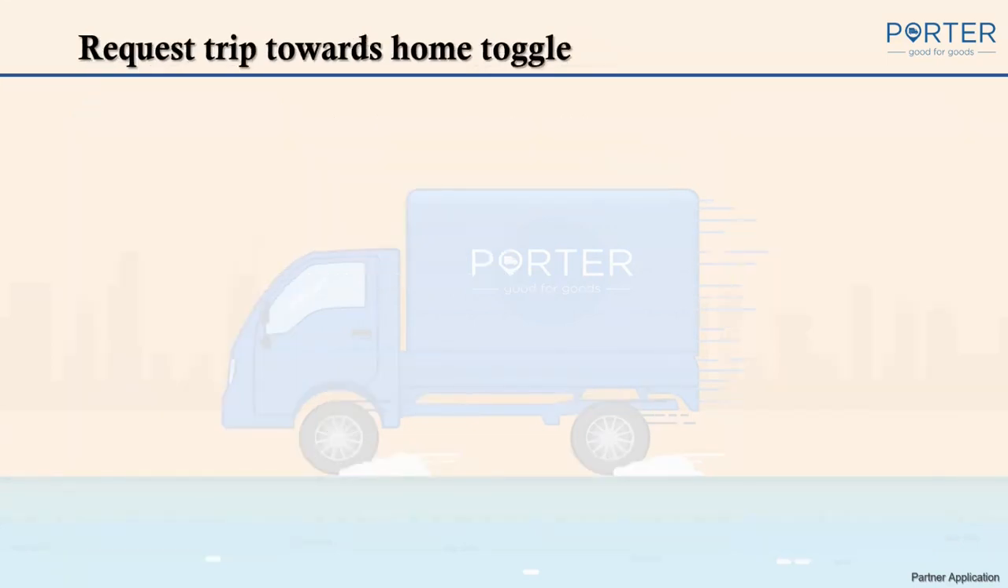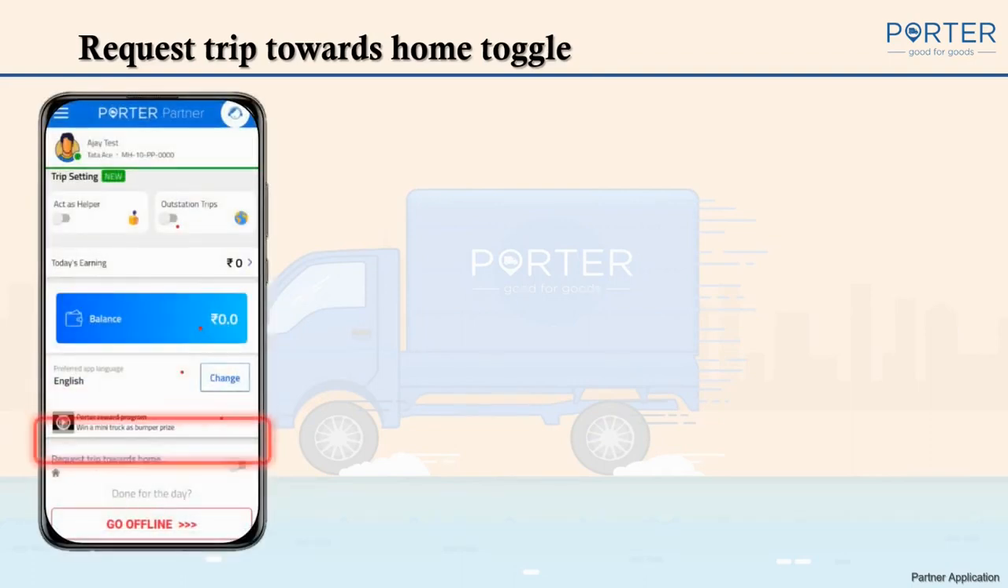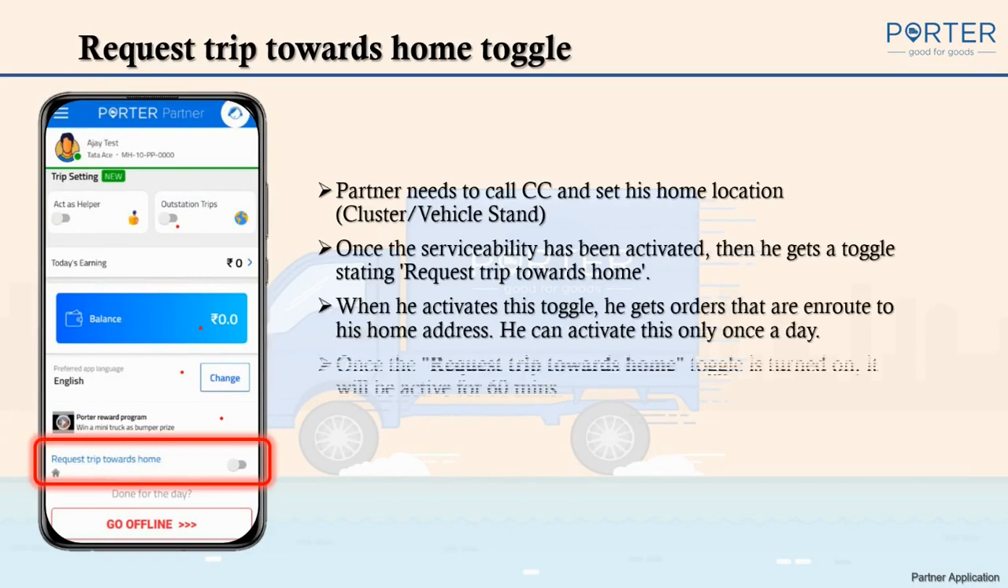In this slide, we are going to talk about a very helpful feature that the partner can take advantage of whenever he wants to end his day and still wants to earn a little amount of money. The feature that we are talking about is the request trip towards home toggle. So now what is this toggle and how does it help? So let's say we have a partner who has done a fair amount of trips for the day and now he wants to go back home.